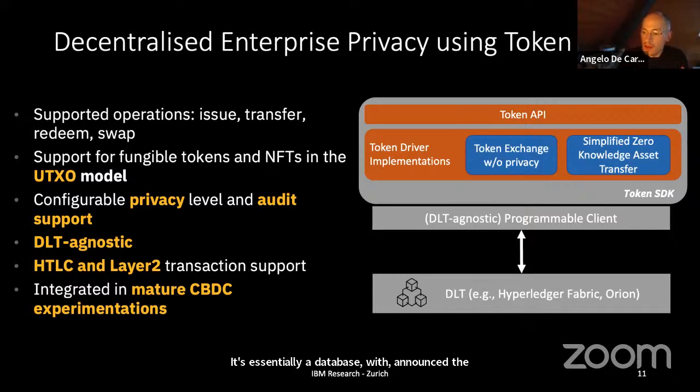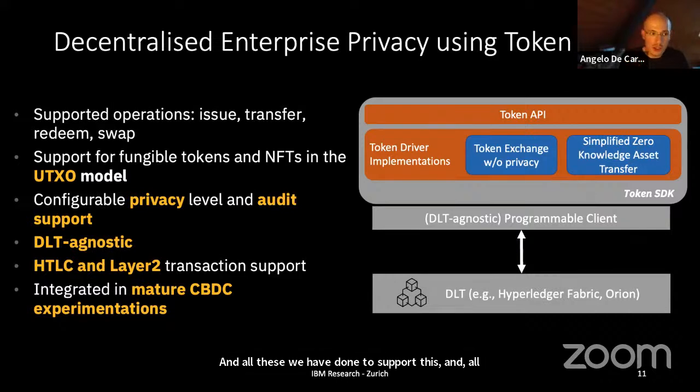Again, we don't know what the implementation of the central bank digital currency will be. Maybe some central banks will decide for Fabric, others for Besu, others for Corda, you name it. There are many very interesting technologies available out there. Others might even go for a fully centralized system. Anyway, as far as the token SDK is concerned, it doesn't bind you to a specific backend. It supports the UTXO model for a specific reason. And all this we have done to support decentralized enterprise privacy.